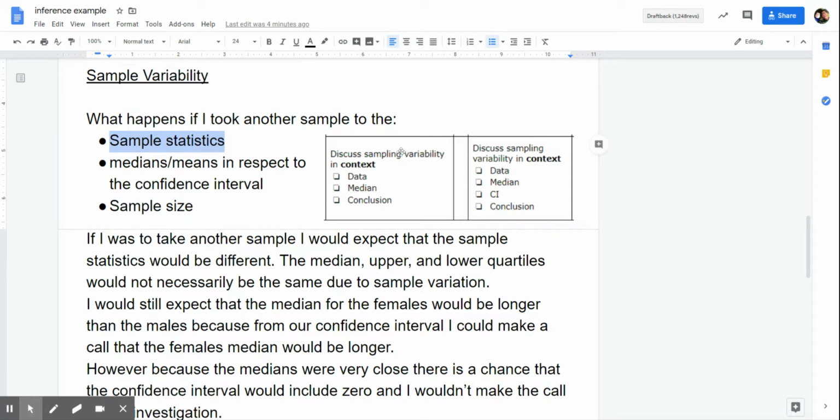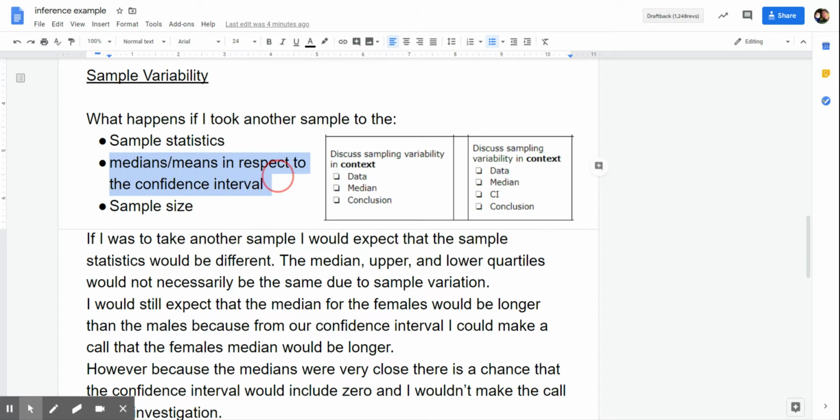So if I took another sample, I would expect to have a different median, mean, all of those statistics that you gather. Those should all be different because it's a sample, and it's very unlikely that they're all going to be the same. One of them might be the same, but not likely to be all of them the same.